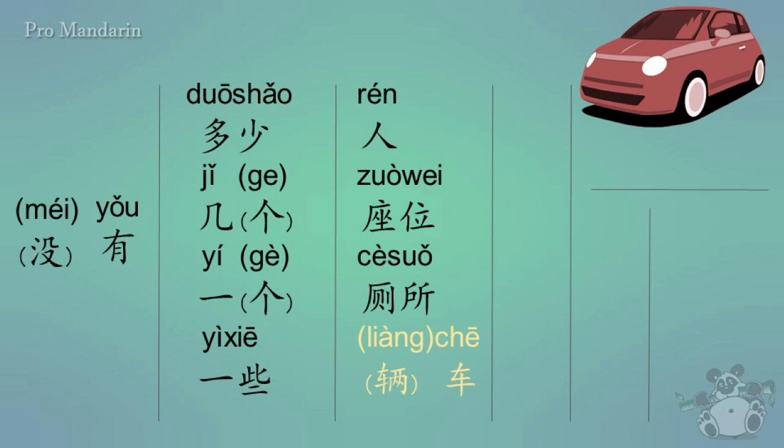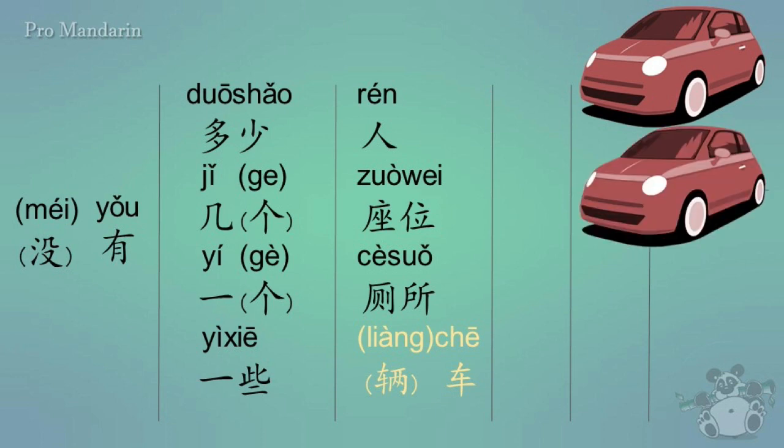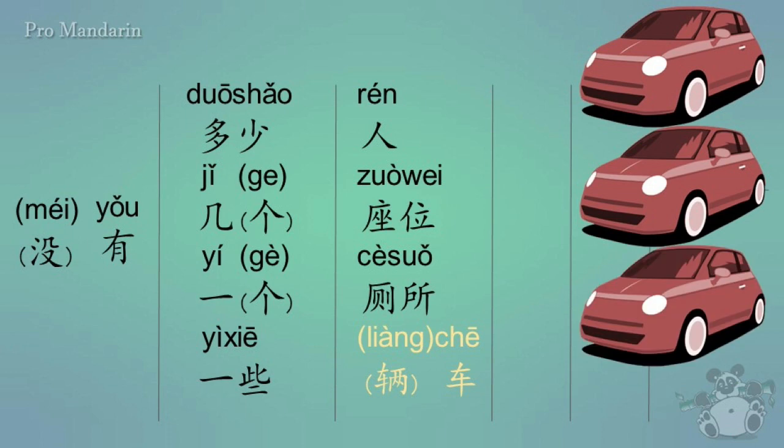And as you may have noticed, there's a character just before it, 辆, which is the classifier for vehicles. So instead of saying 一个车, you'd say 一辆车, 两辆车, 三辆车. And that's how you'd go about counting vehicles in Chinese.